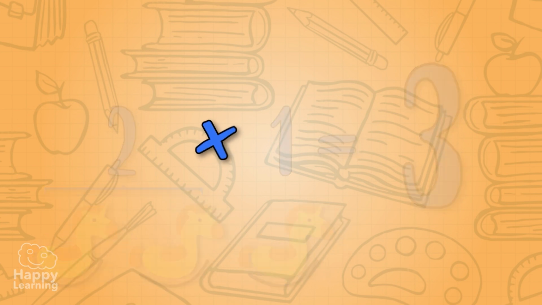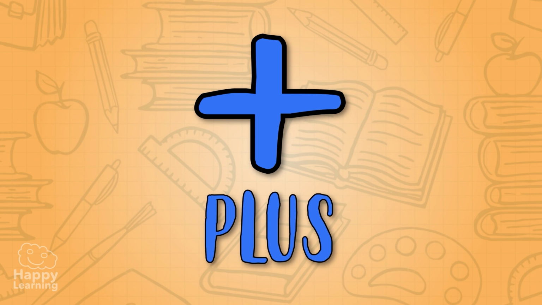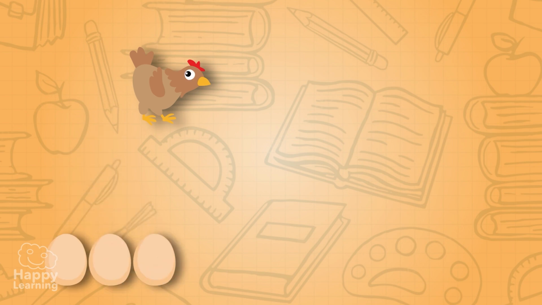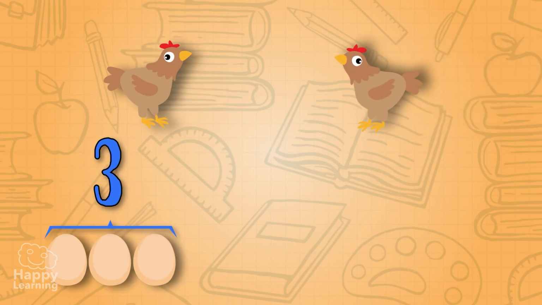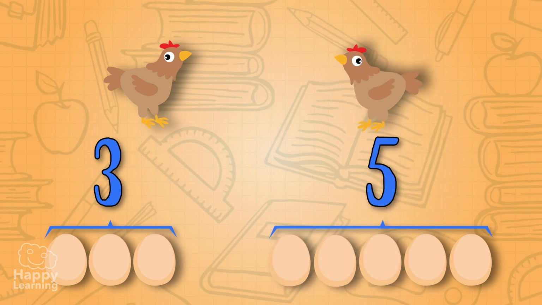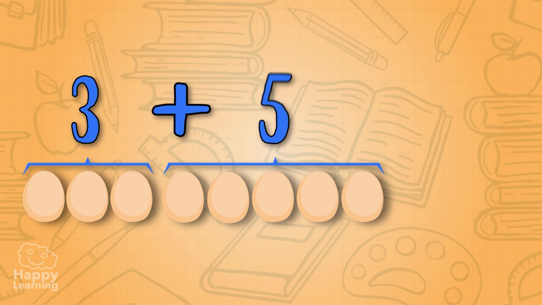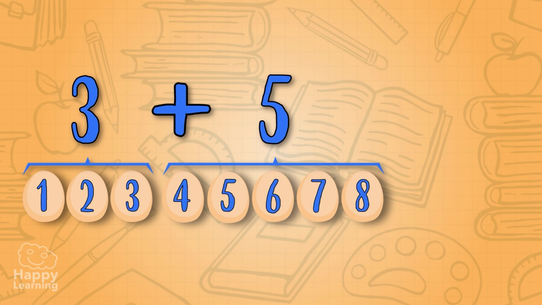As you can see, we use this sign when we are adding, and it's called plus. Let's do another example. If a chicken lays 3 eggs, and another chicken lays 5 eggs, how many eggs do we have in total? Let's see, 3 eggs plus 5 eggs is 1, 2, 3, 4, 5, 6, 7 and 8 eggs.